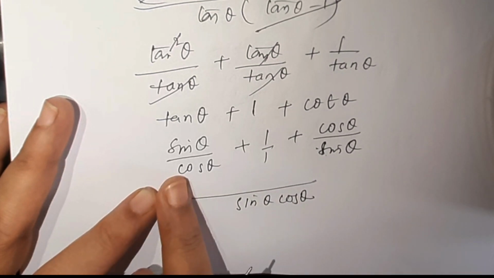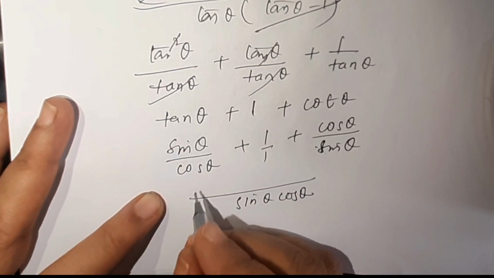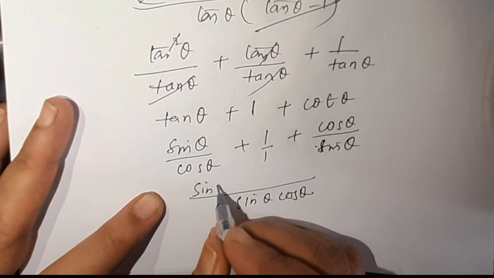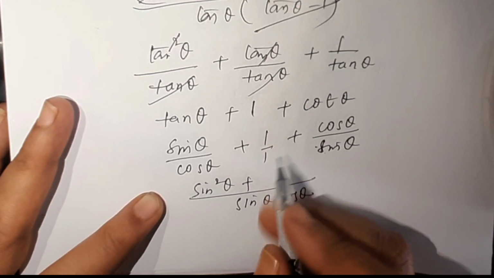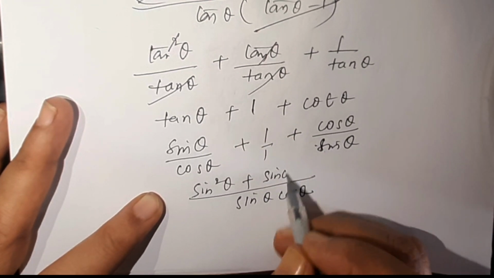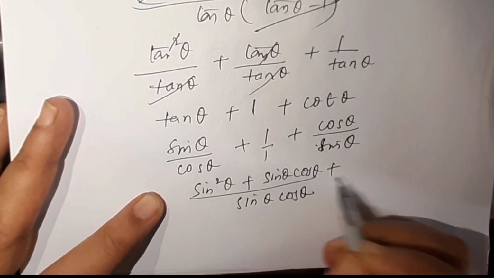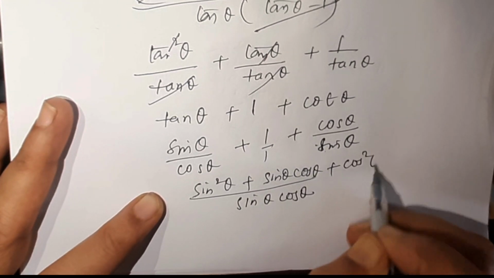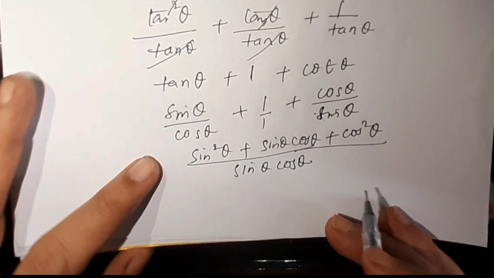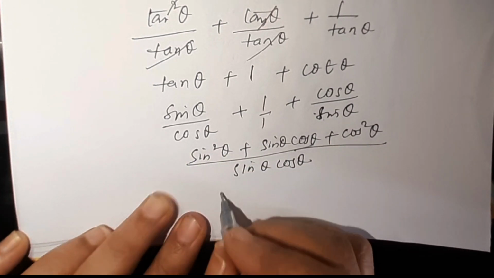Now getting the LCM, here sin theta cos theta is the LCM. So here we are having cos, so we'll multiply sin to the numerator. So sin multiplied by sin is sin square theta. Here nothing is there, so the whole term will get multiplied, sin theta cos theta. And here sin is there, so it will be cos square theta. Now sin square plus cos square is 1, so write down the identity.